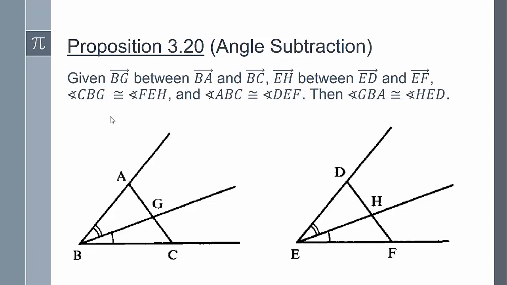Next, proposition 3.20 is angle subtraction. So we have all the same assumptions as proposition 3.19, except that angle ABC is congruent to angle DEF, and then we can conclude that angle GBA is congruent to angle HED.